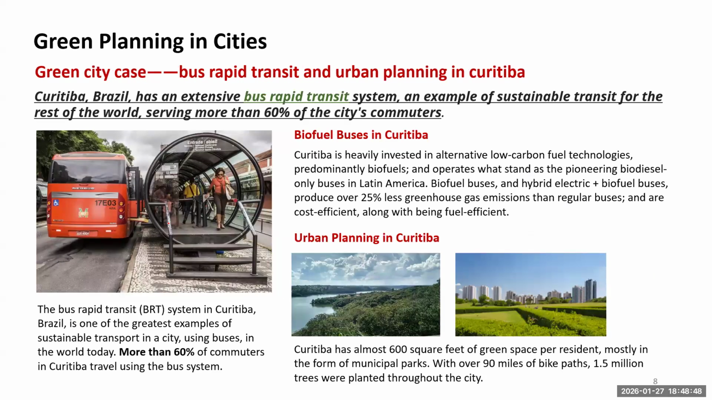There are many green planning cases for cities. This is one example here. We can see in Brazil they have an intensive bus rapid transit system, so they have their urban planning. For the city Curitiba, I cannot pronounce it, it has almost 600 square feet of green space per resident, mostly in the form of municipal parks.